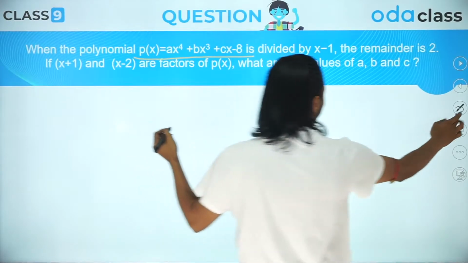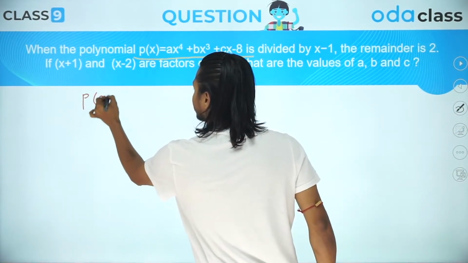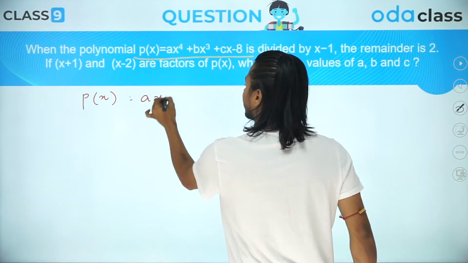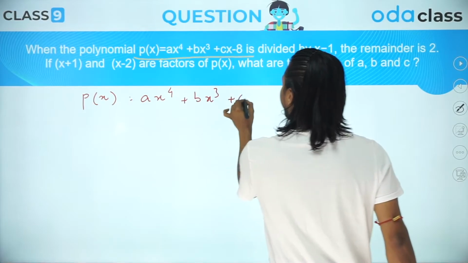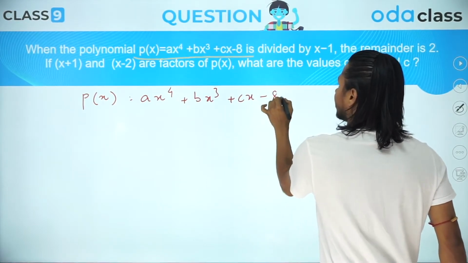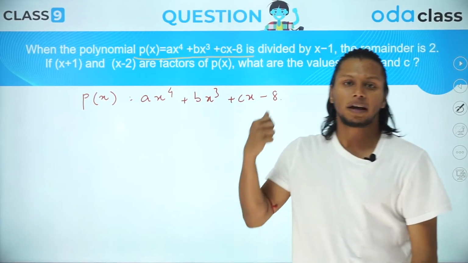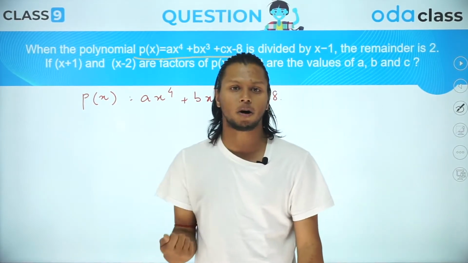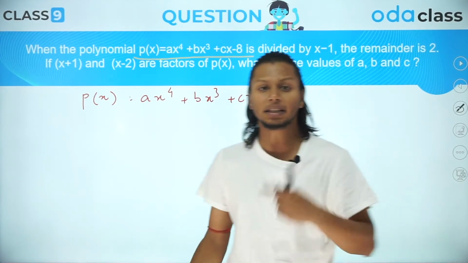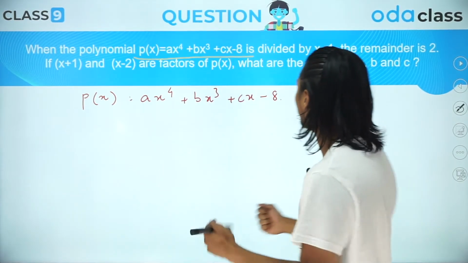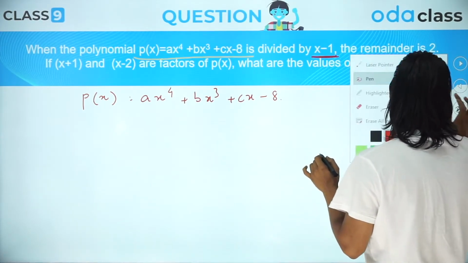So the first information is this. What is my p of x? My p of x is ax to the power 4 plus bx cube plus cx minus 8. Right now, what does remainder theorem say, kids? It says if I divide any polynomial with a linear polynomial x minus a, then the remainder is p of a. And over here we have x minus 1.